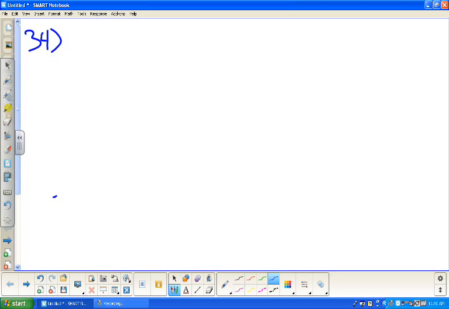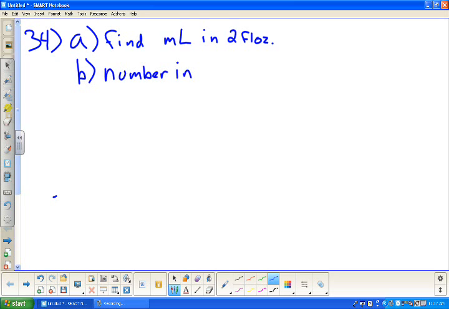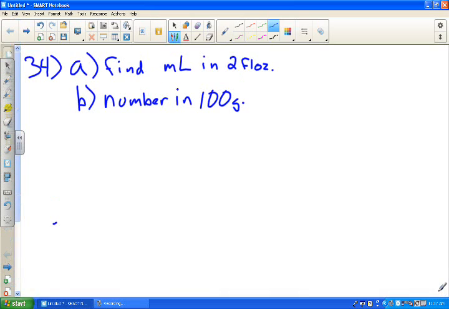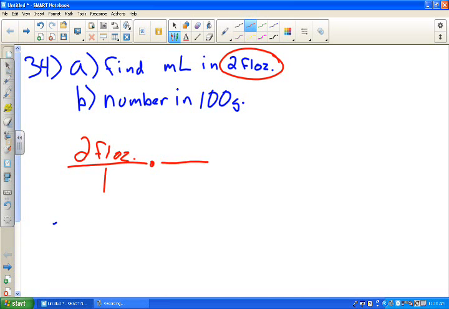So for problem number 34, we are asked to find how many milliliters are in 2 fluid ounces. And then for part B, we are asked to find the number of ounces in 100 grams. In the textbook, we are given a picture, and the picture is going to help us find how many milliliters are in 2 fluid ounces.